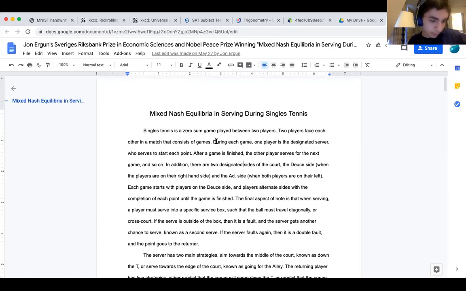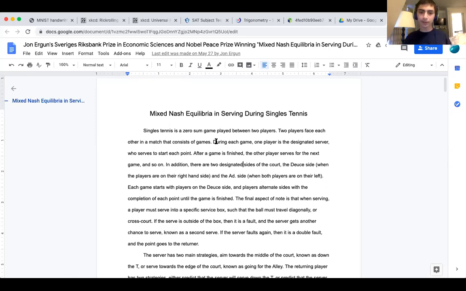So with serving, whenever you're analyzing a real life game, you have to very heavily simplify the game, right? You have to make a ton of assumptions. You have to make it simpler. Otherwise, there's just going to be so much going on that it's going to be impossible to think about. So in this case, I made a few assumptions.